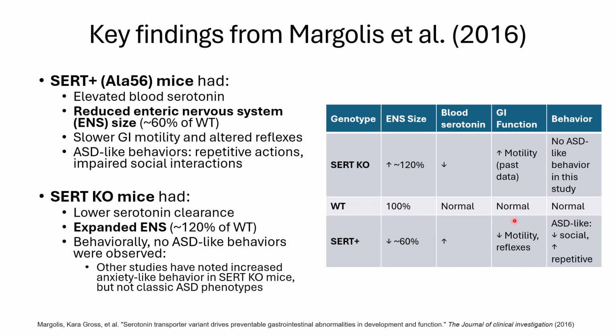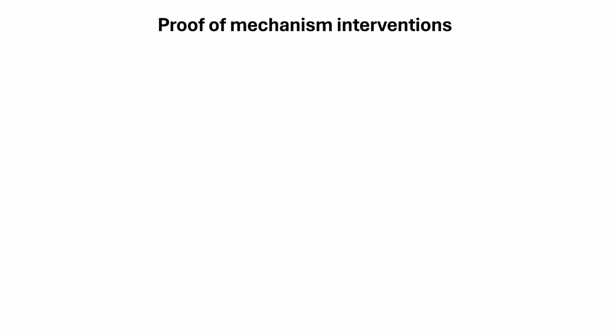Motility reflex and GI were worse, so they had GI issues, and they had some ASD-like behaviors, lower social behaviors and higher repetitive actions. Okay, interesting. So then the authors wanted to look at proof of mechanism. So is it really the serotonin situation? And then if it is, can we modulate it?